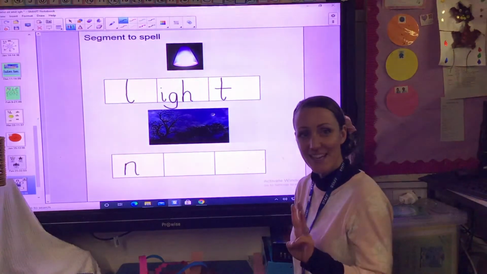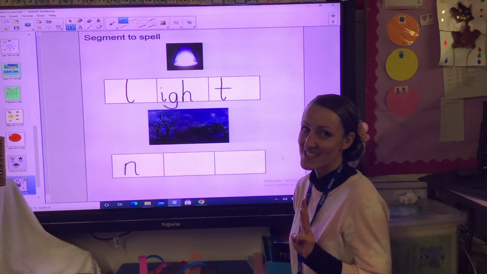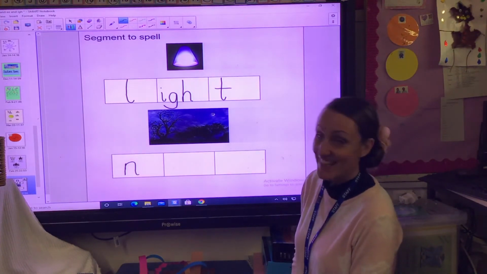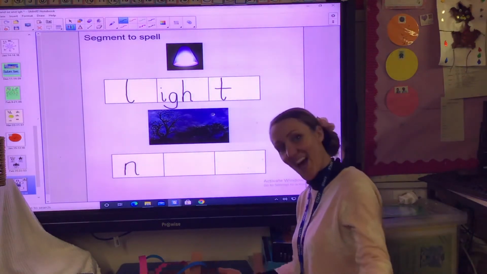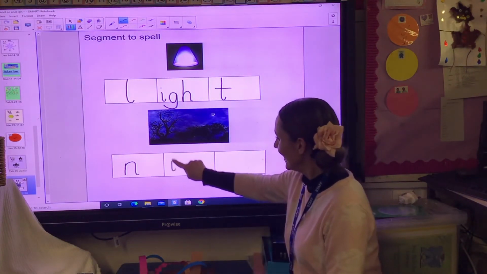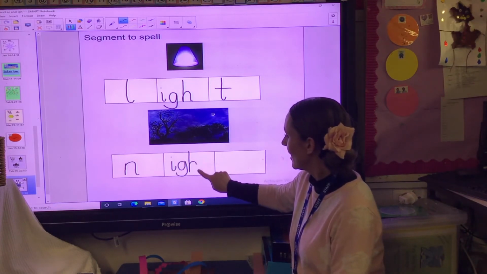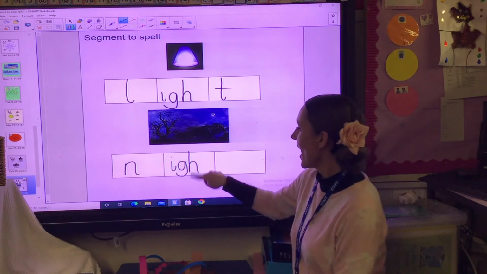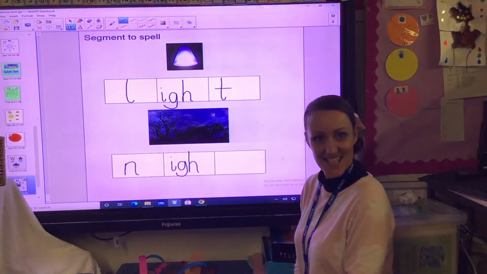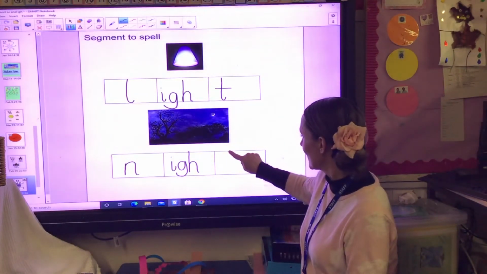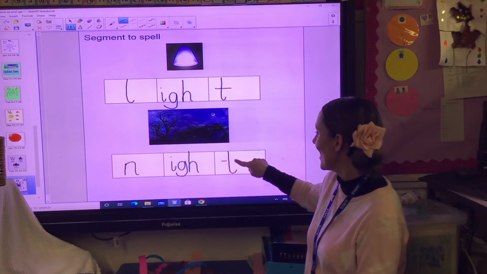Igh. Three letters, but they only make one sound. Can you remember the three letters? I-G-H says igh. The last sound is t, t, t, t. So we start at the top, long ladder down, take your pen off and across.